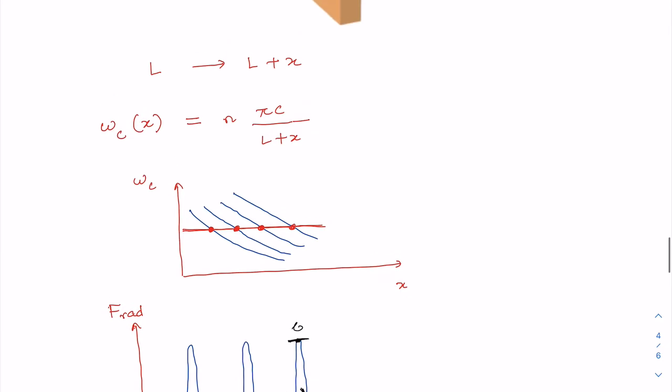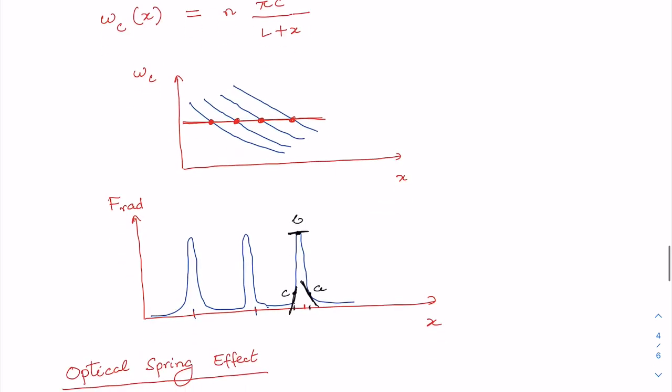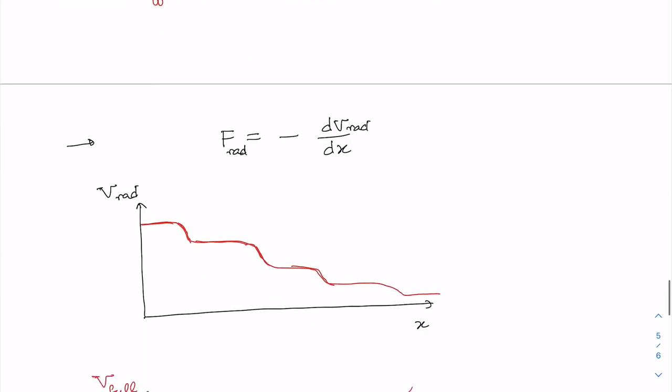What happens is that this mechanical oscillator is basically a spring, a harmonic oscillator, so it has an intrinsic spring constant. But due to the radiation pressure force, the spring constant of the mechanical oscillator can be modified. This we also discussed in the last class.